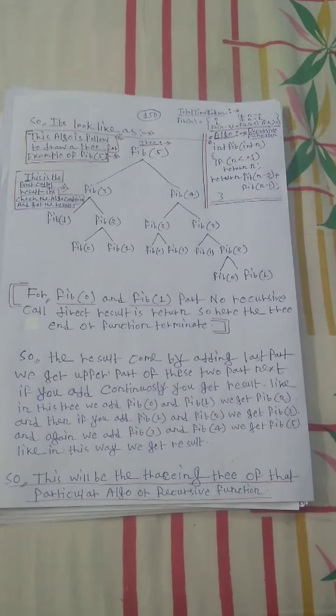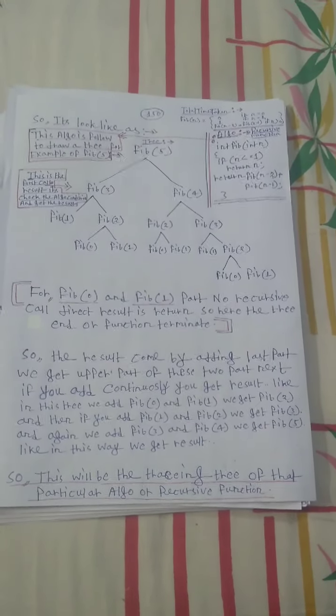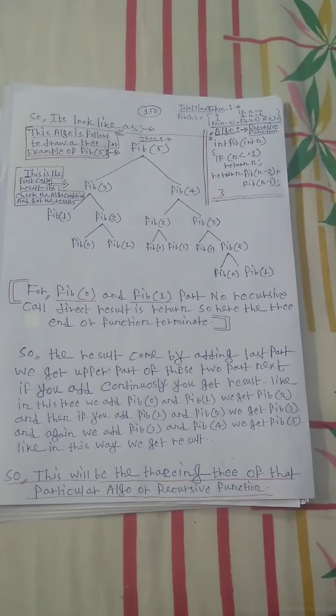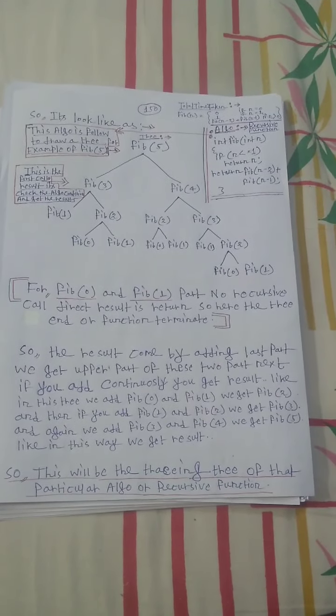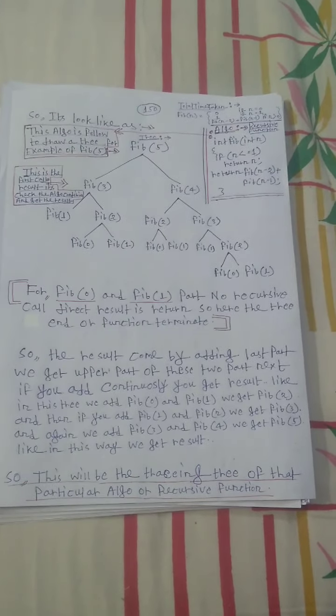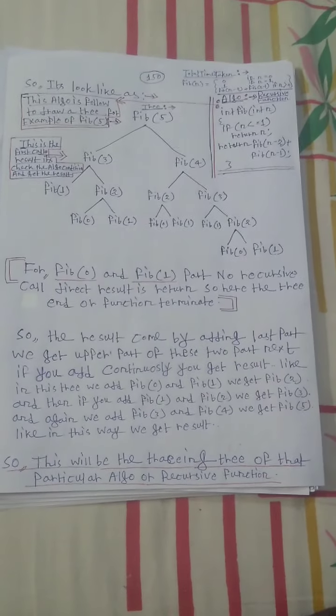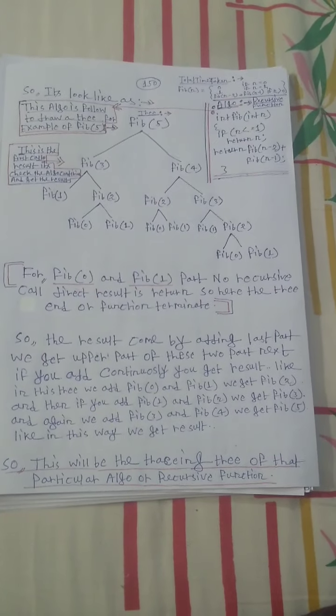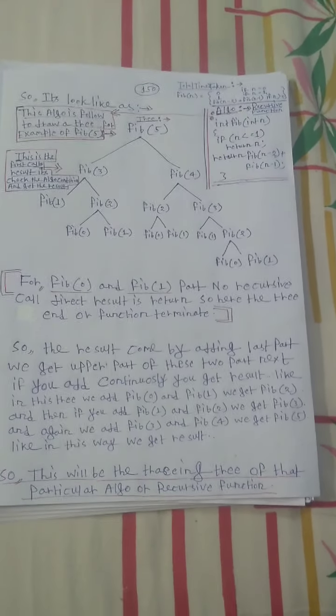In this tree we add fib(0) and fib(1) to get fib(2), then add fib(1) and fib(2) to get fib(3), and again we add fib(3) and fib(4) to get fib(5). In this way we get the result. So this is the tracing tree of that particular algorithm or recursive function.